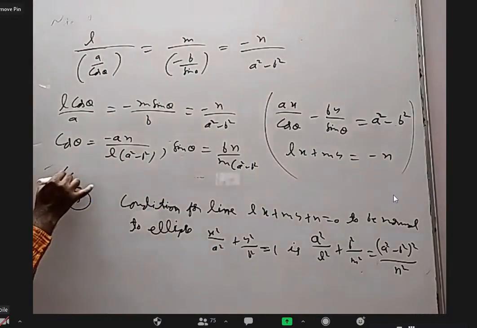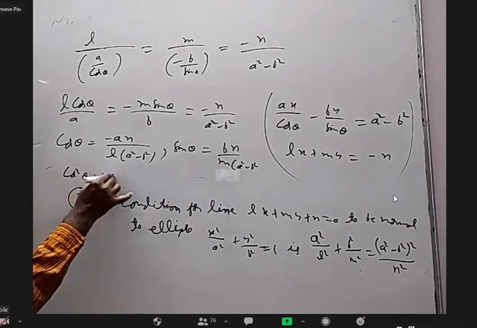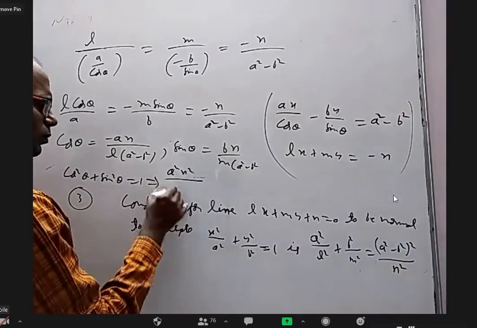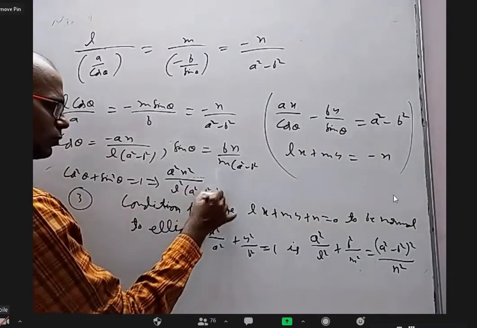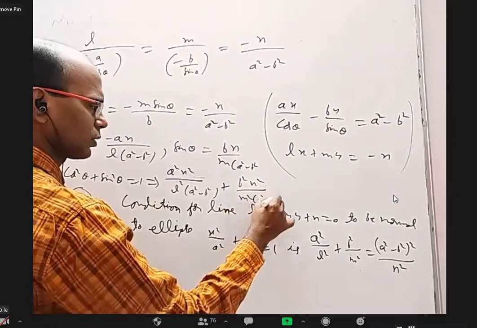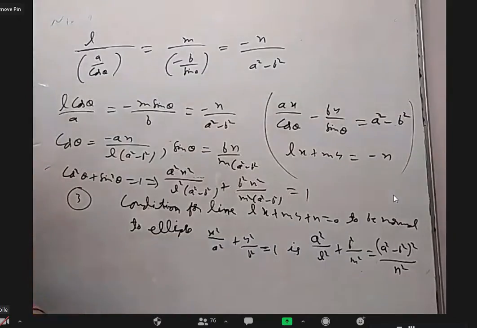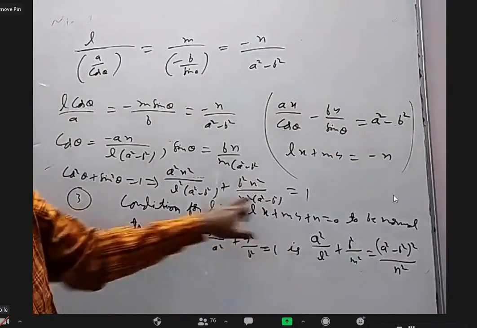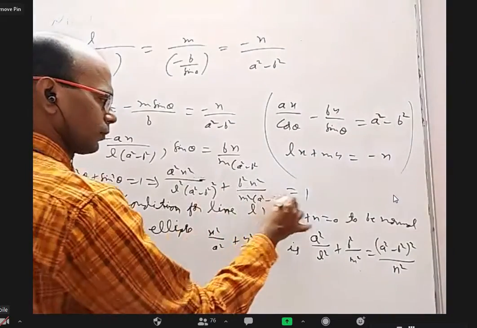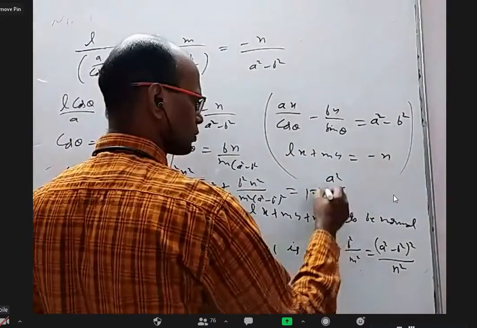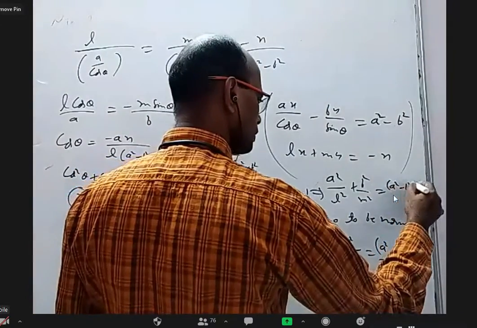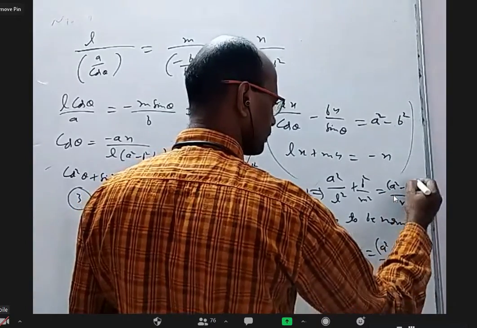Now square and add. Cos square theta plus sin square theta equal to 1. That is a square n square by l square into a square minus b square, plus b square n square by m square into a square minus b square, equal to 1. You can take n square common on that side, and a square minus b square whole square common on that side. From that you will get a square by l square plus b square by m square equal to a square minus b square whole square by n square.